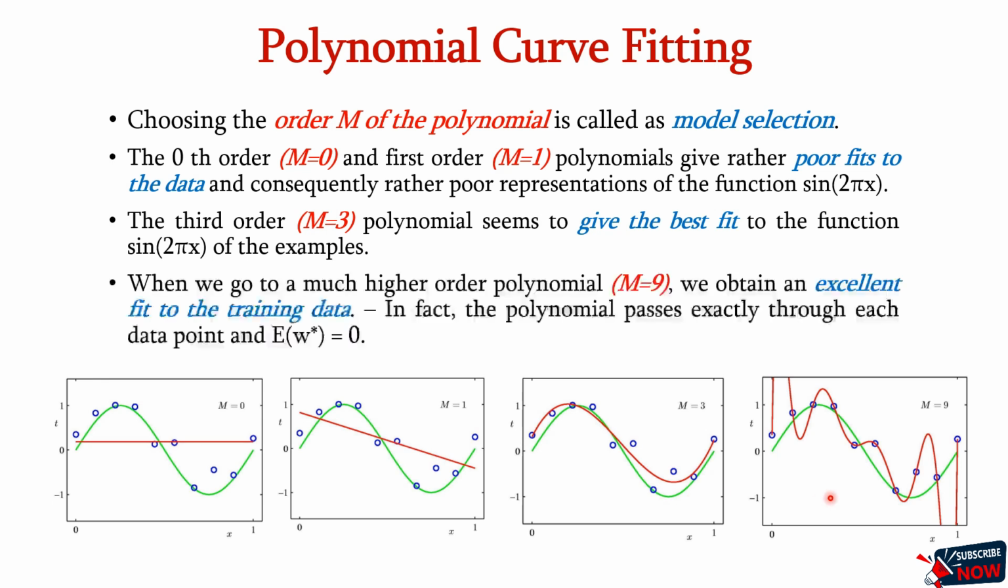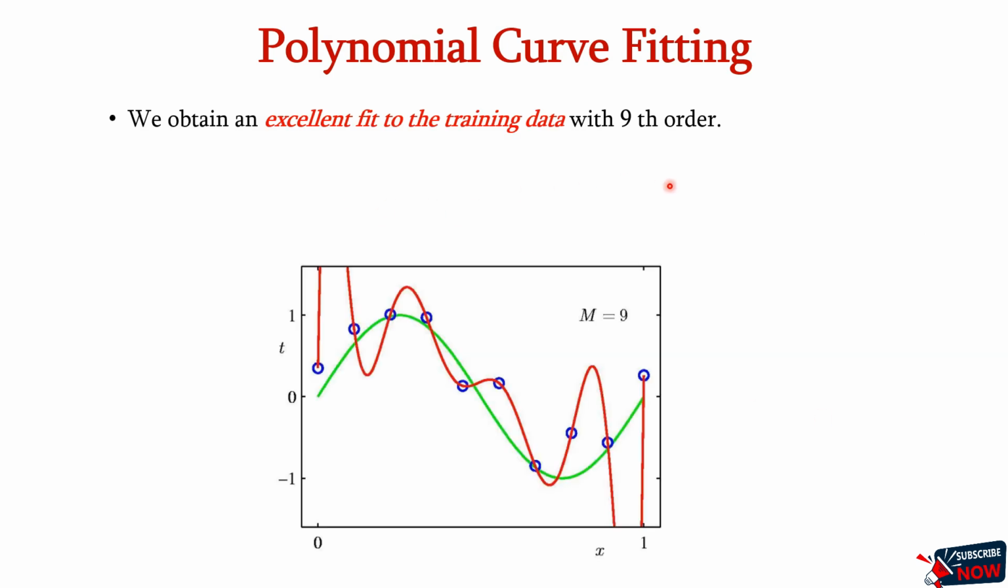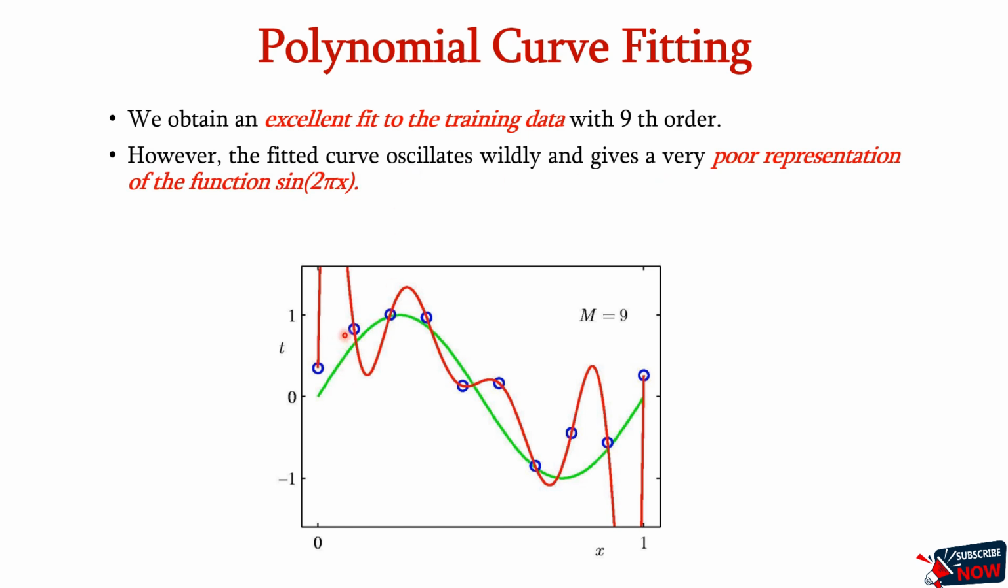And if we see for m equal to 9, we obtain an excellent fit to the training data. In fact, the polynomial exactly passes through each of the data points. So here E(w*) is equal to 0. We obtain an excellent fit to the training data with a 9th order polynomial. However, the fitted curve oscillates widely and gives a very poor representation of the sine function, which is represented as the green curve here. So this behavior is called overfitting. We have to avoid overfitting.